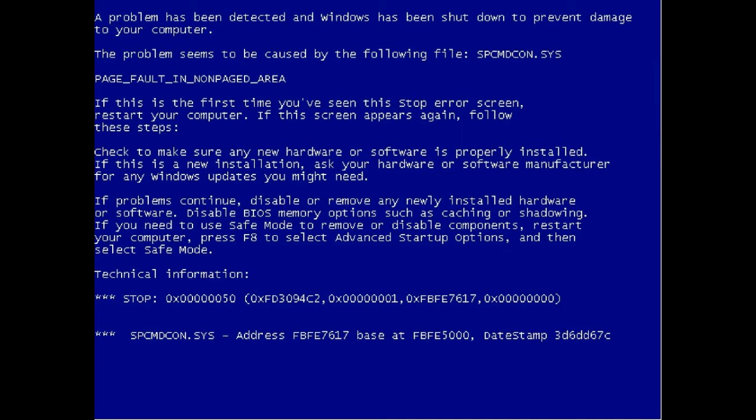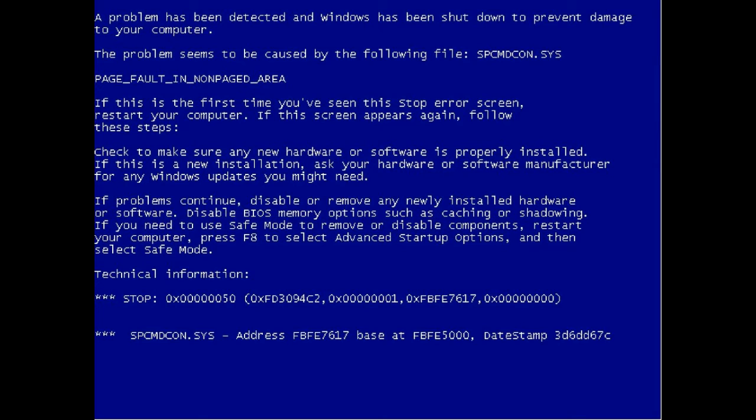Another problem that can occur is if you have a bad hard drive or a bad RAM. So then open your computer and check those out. Okay, I was talking about hardware problems. Now let's talk about software problems.